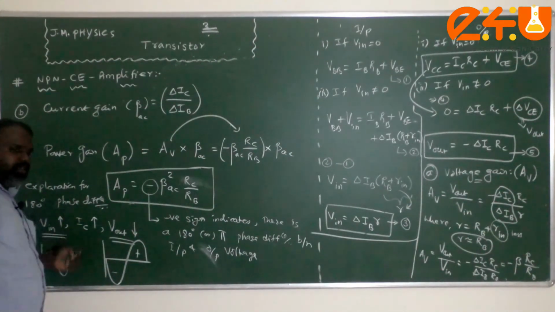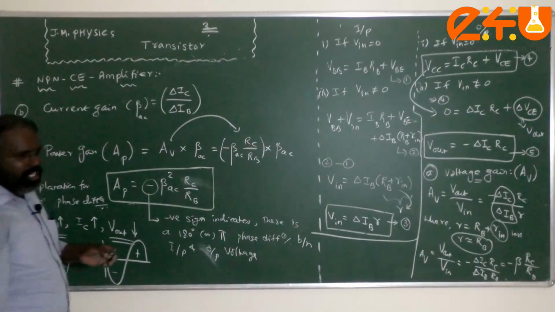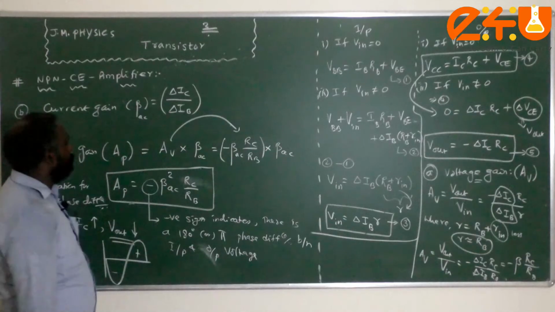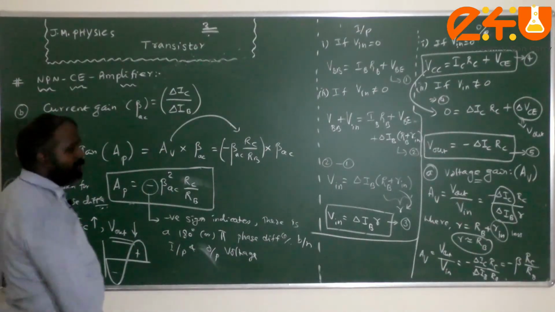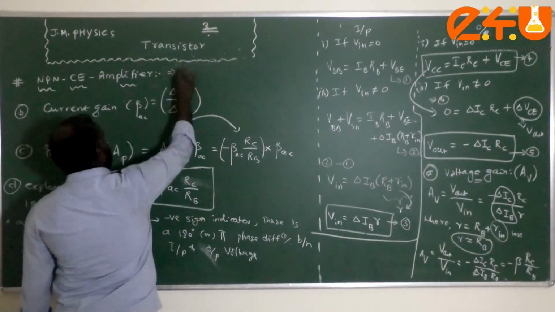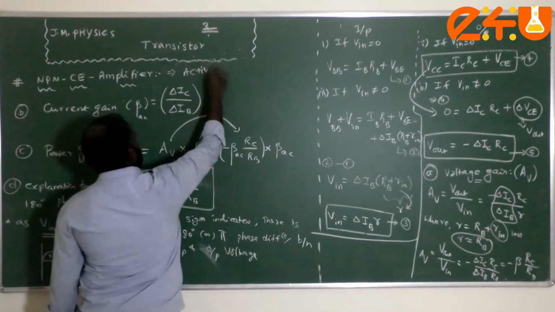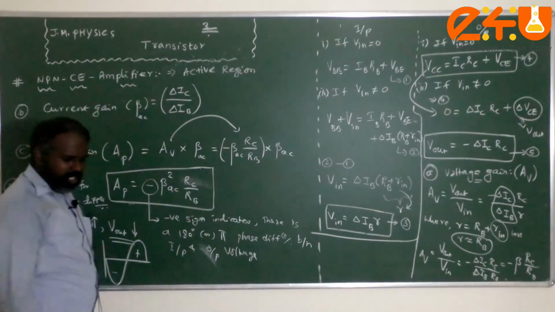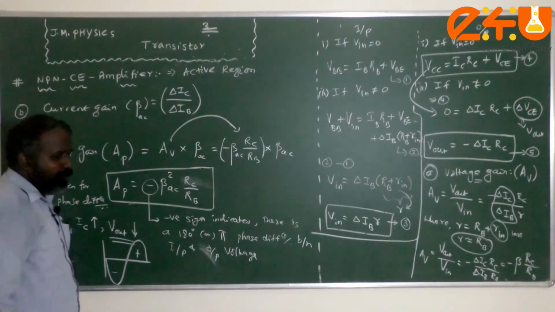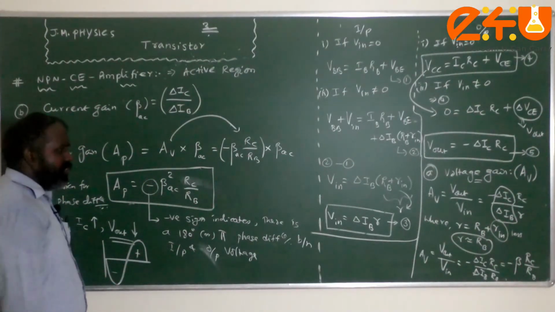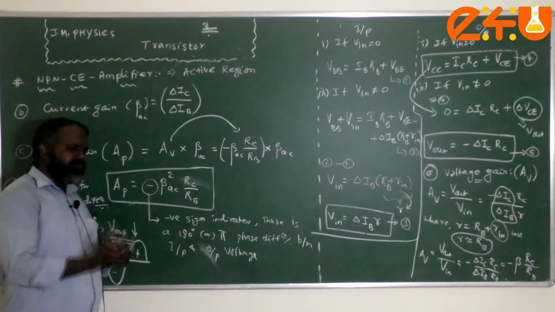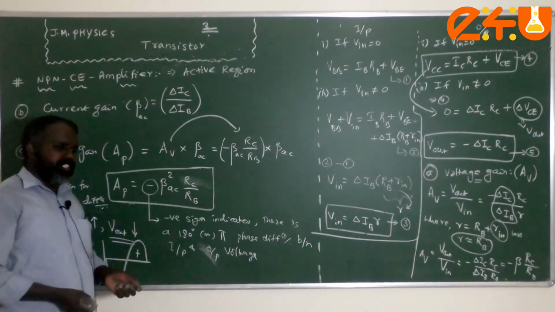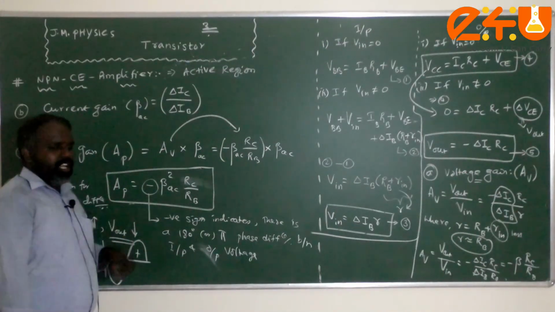So this is the complete explanation about the NPN transistor in CE mode as an amplifier. As I said, we have to maintain the transistor in the active region. I hope you have a clear understanding about transistor functioning, transistor basics, transistor characteristics, transistor as a switch and transistor as an amplifier.